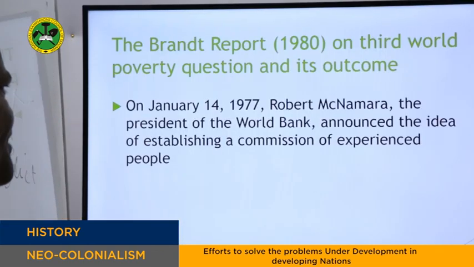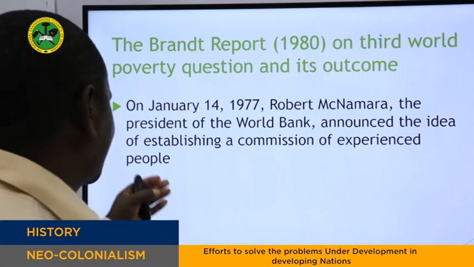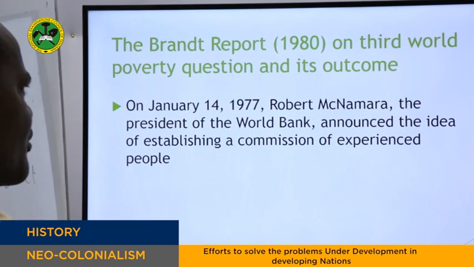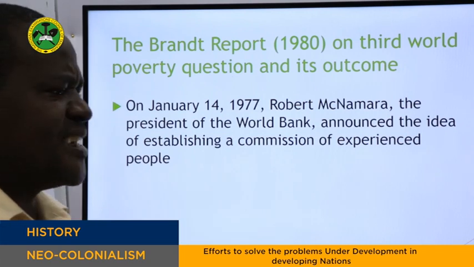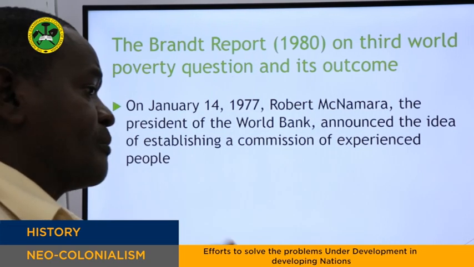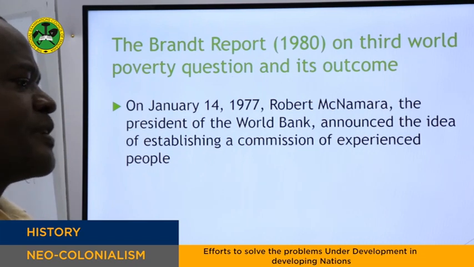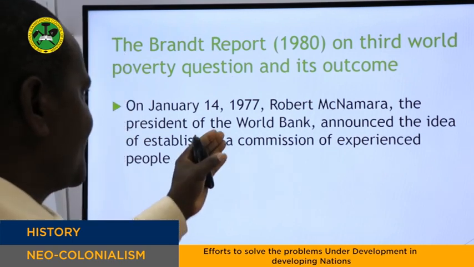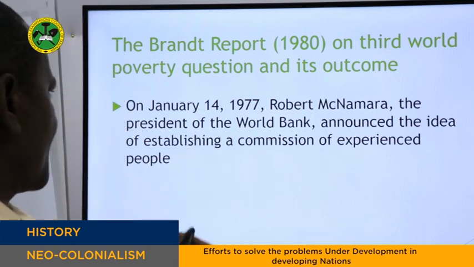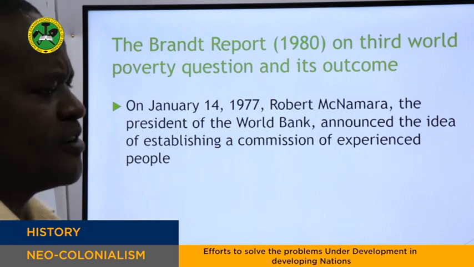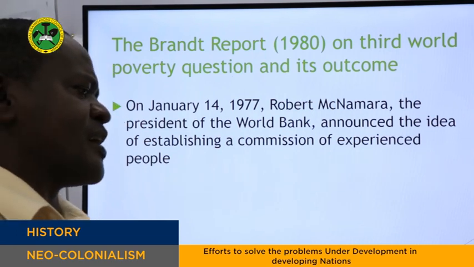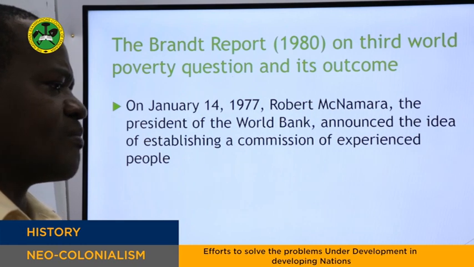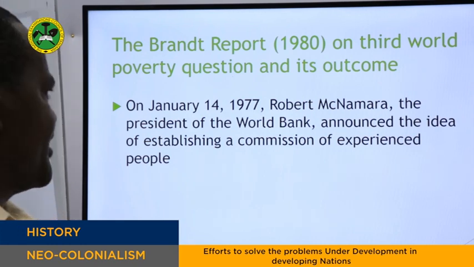Willy Brandt was appointed in 1977, in fact, after the idea given by the president of the World Bank of the time, Robert McNamara. That was January 14th, 1977. Robert McNamara, who was previously the Secretary of Defense of the United States of America, gave that idea of establishing a commission of experienced people to look into this problem of poverty and the gap between northern countries and southern countries.